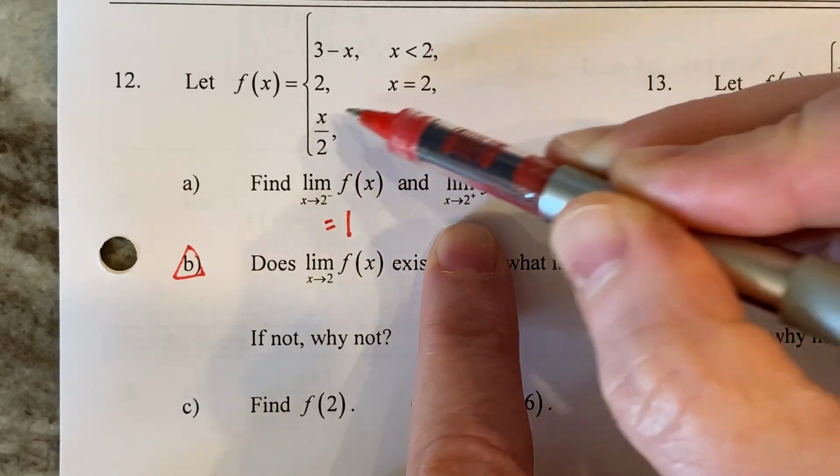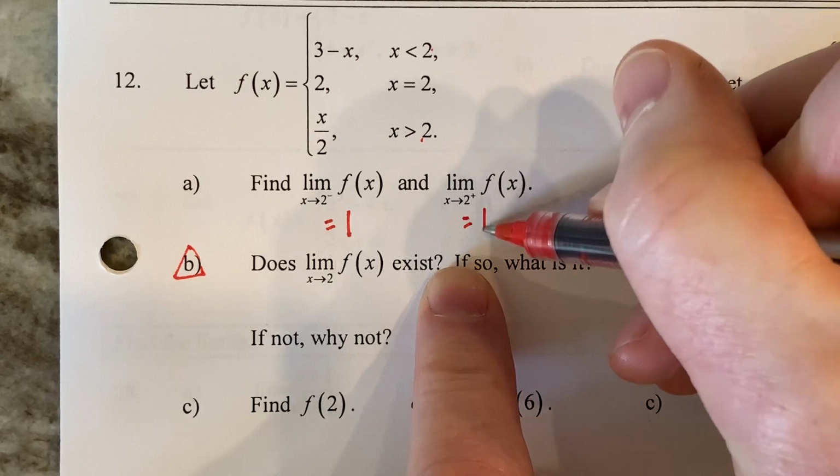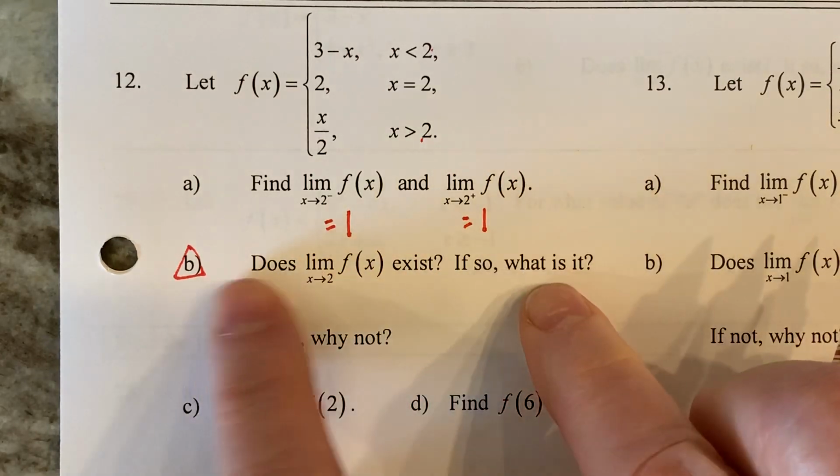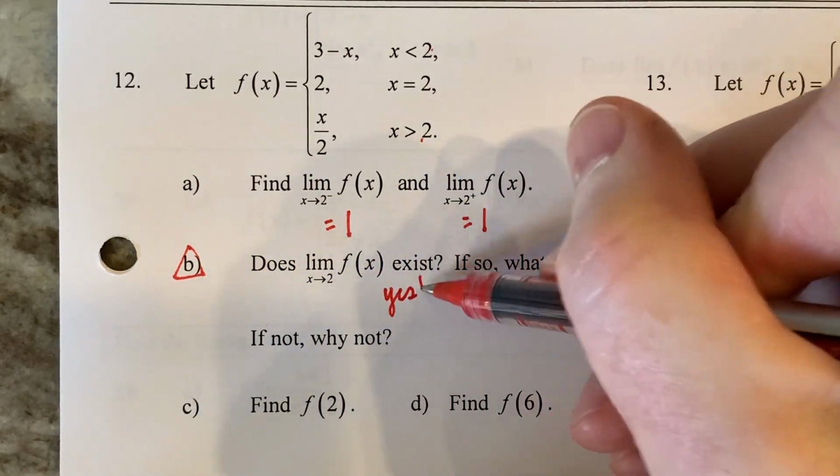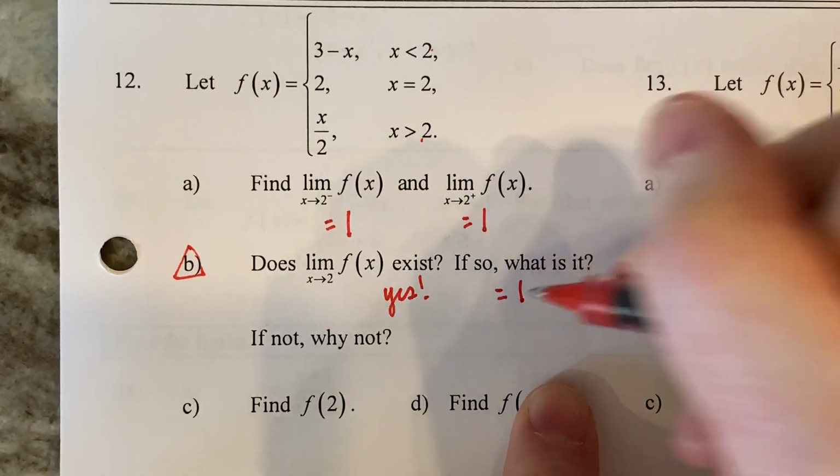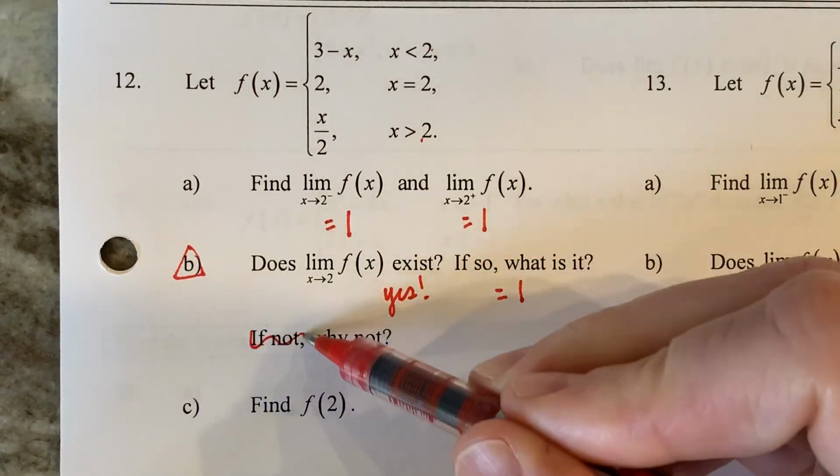2 from the right, I'm going to plug 2 in there. 2 over 2 is also 1. Well, because it's the same from both sides, does the limit exist? Yes, it does. What is it? It's equal to 1. All right, so I didn't have to answer that question.